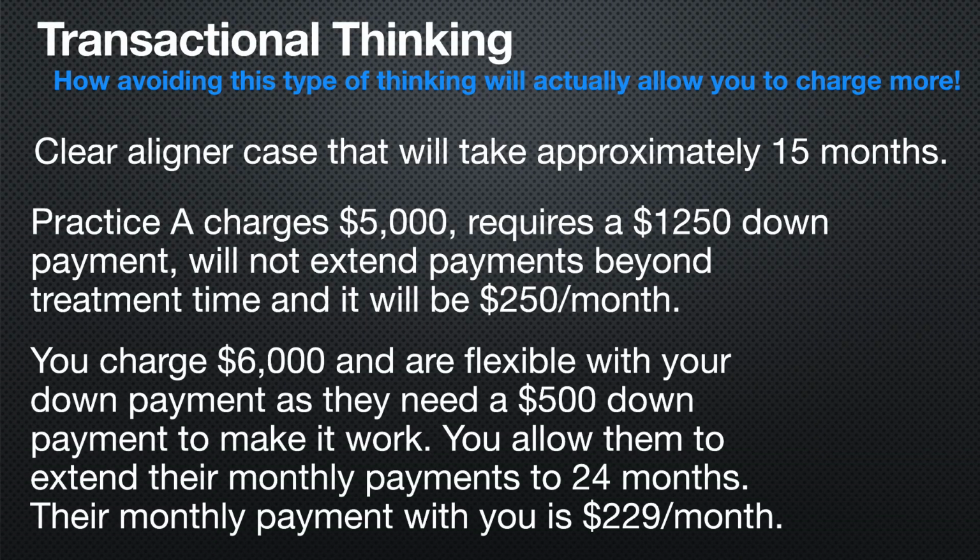Practice A that they go into, let's say this is your practice as it stands today. All right, practice A, let's say you only charge $5,000, all right? And maybe you're on the lower end from a clear aligner standpoint. You require $1,250 down, and you are not willing to extend monthly payments beyond treatment time. And if you divide the math with 15, you get $250 a month, all right?